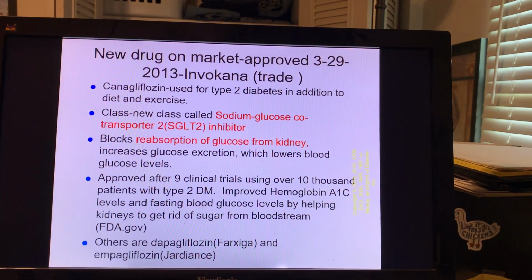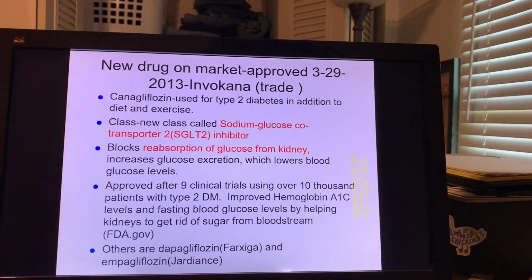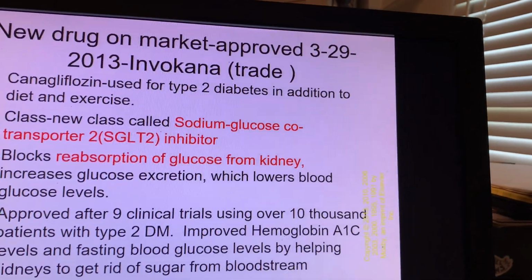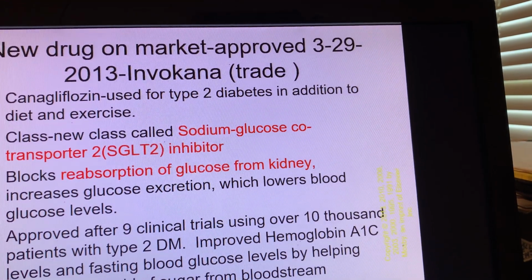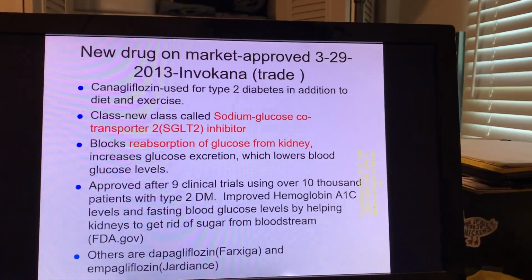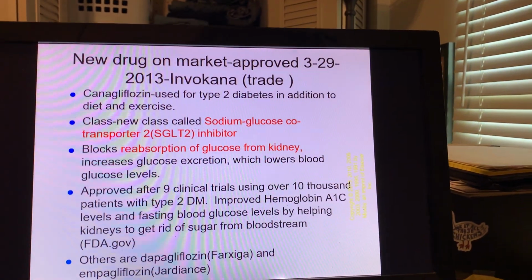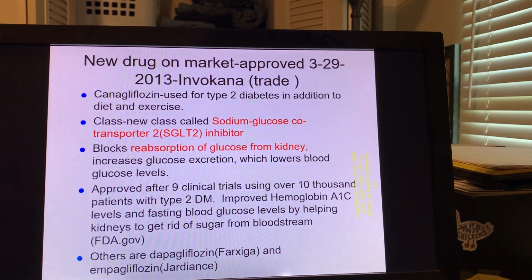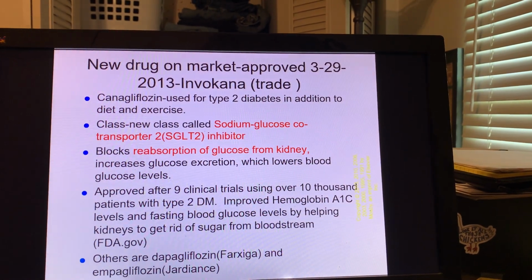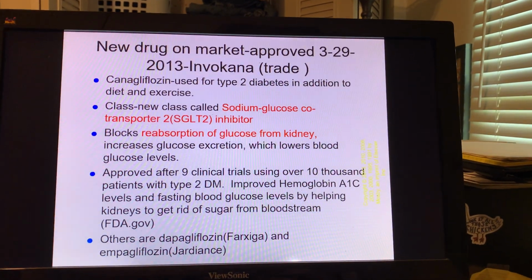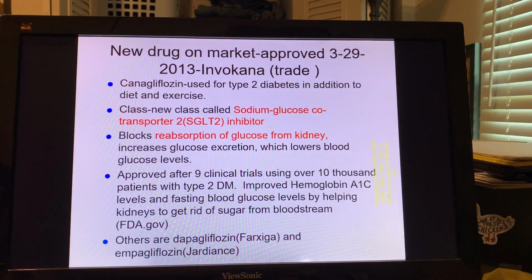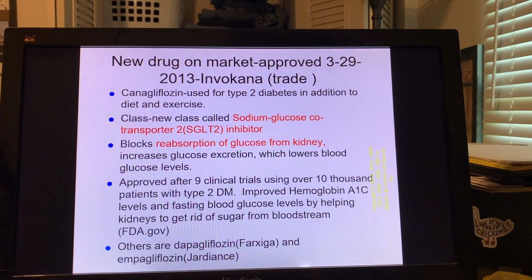Now, this is a new category of drugs on the market. And the key does talk about them on page 319. They were approved in 2013. And the first drug that came out was canagliflozin, or Invokana. And these are still being advertised on TV. So, you know, the pharmaceutical companies are still making money off of them.